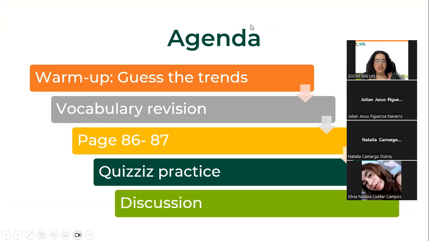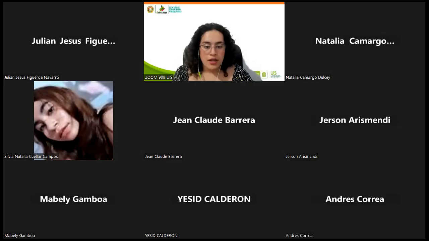First activity is called Guess the Trends. Then we're going to start Unit 9. We will start on the vocabulary part, so this is the vocabulary revision. We will work on pages 86 and 87. We will have quizzes, practice, and finally a discussion in groups. And you will work together writing your opinions, okay? So that is our plan for today. Let me open the document to check attendance, and then we will start.